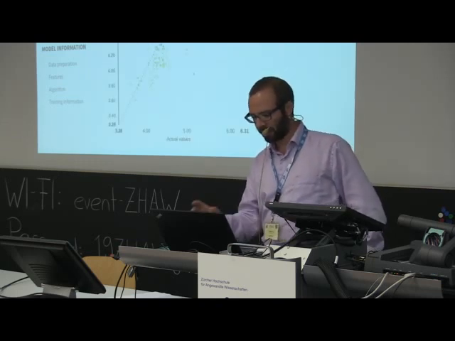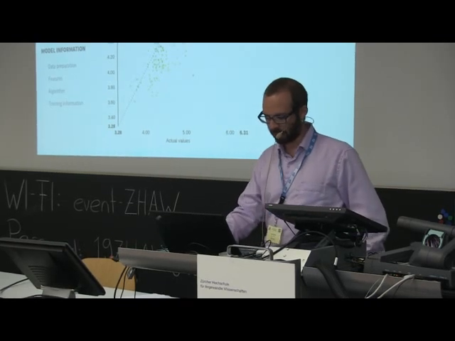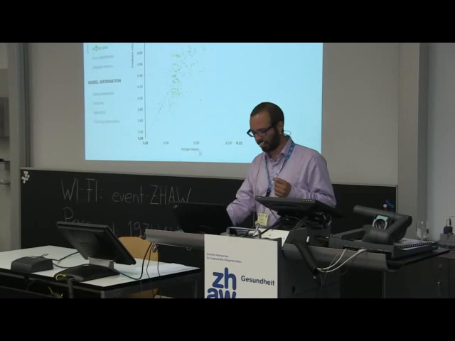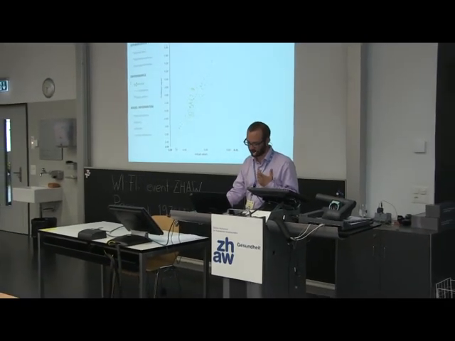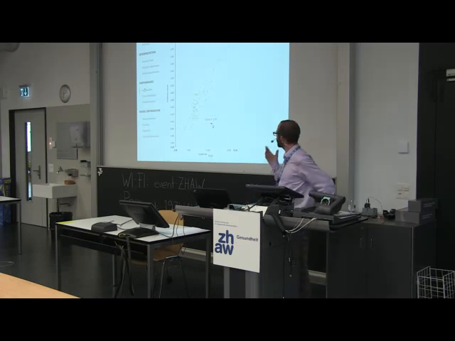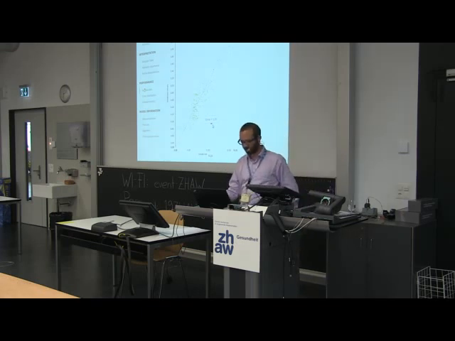Now we have a short look at the scatterplot. You probably all know this, that's the predicted value and that's the actual value, and the closer we are to this red line, the better the predicted value corresponds to the actual value. And there is one outlier here with quite a large error of 1.25, but otherwise it's quite a good result.